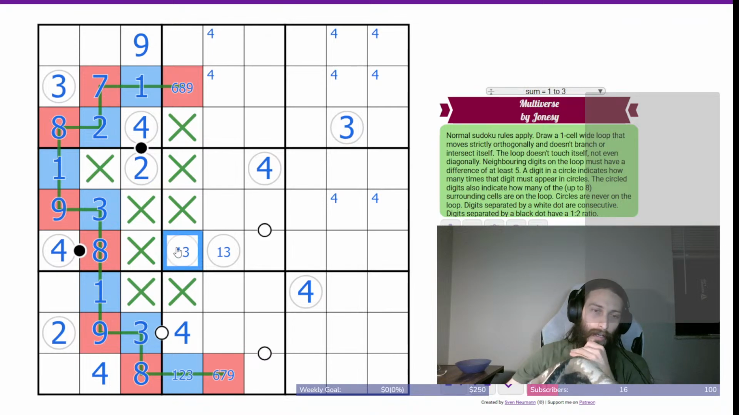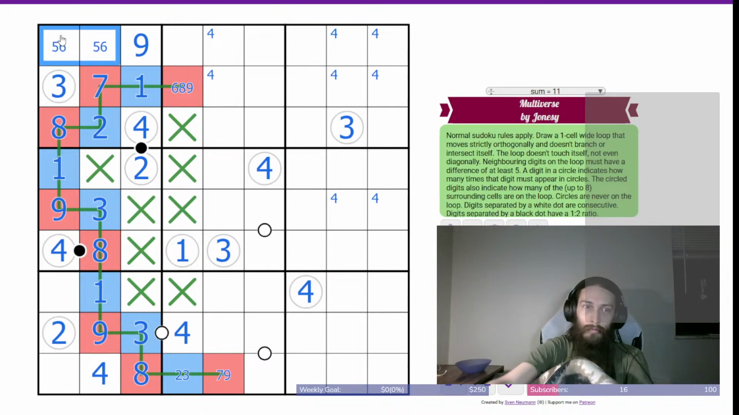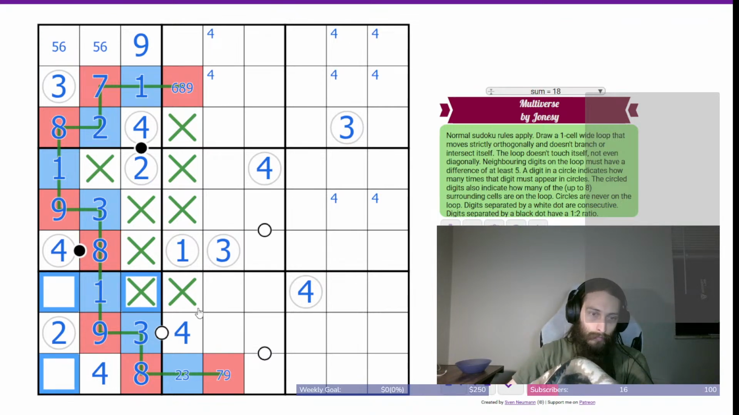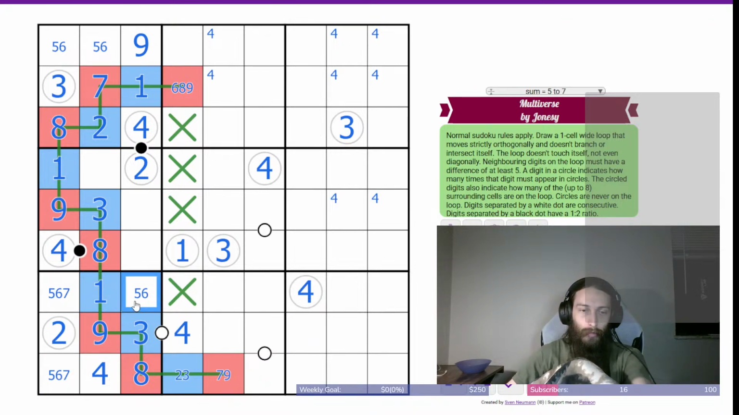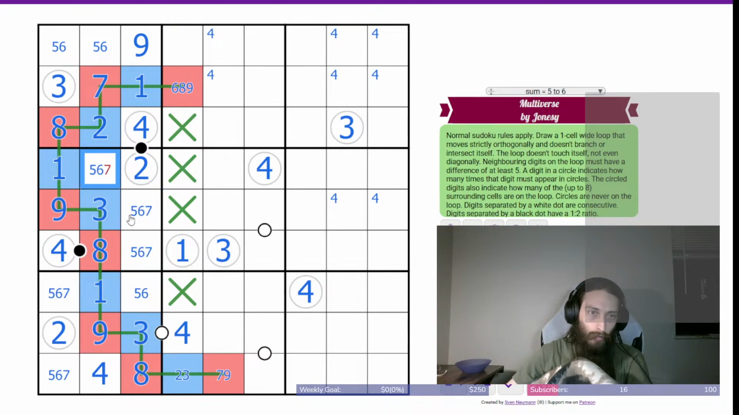Well, this is going to have to be 1 because it only has 2 spots available where the path can go. So we get 1 and 3. That couldn't be a 6 anyways. 5, 6, and 7. 7 has to be one of those two, so that's not it. I think these are 5, 6, and 7 as well.